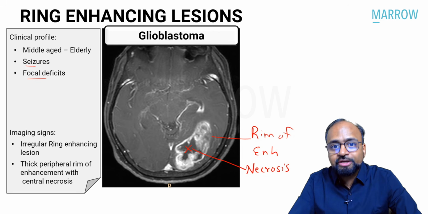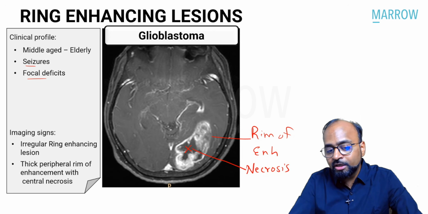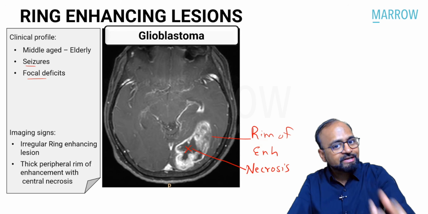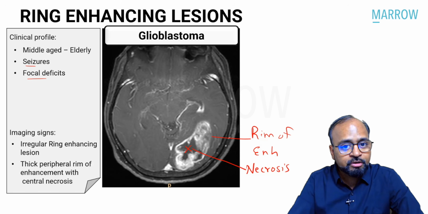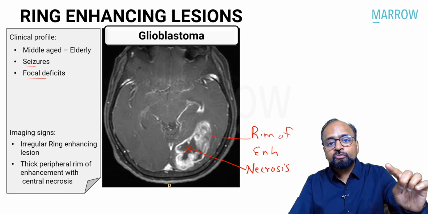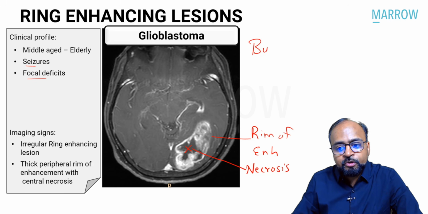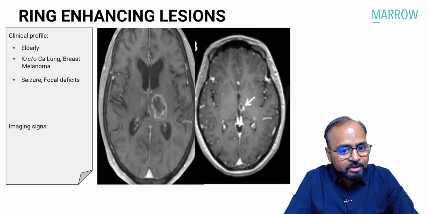So what is the radiological as well as histopathological hallmark of a grade 4 or a high grade glioma or a glioblastoma? It is a central area of necrosis. So that area of necrosis does not enhance, whereas the peripheral thick rim of tumor usually enhances. It can cross across the midline, across the corpus callosum, in which case it is what is called as the butterfly glioma. Right? So this is what is a high grade glioma or a glioblastoma.